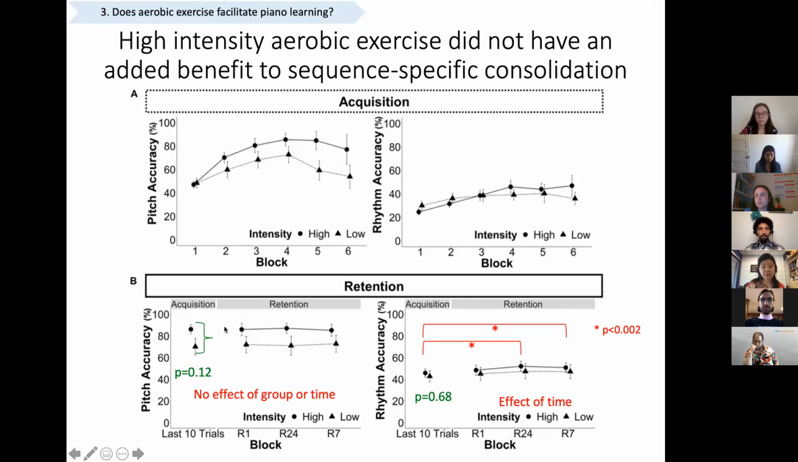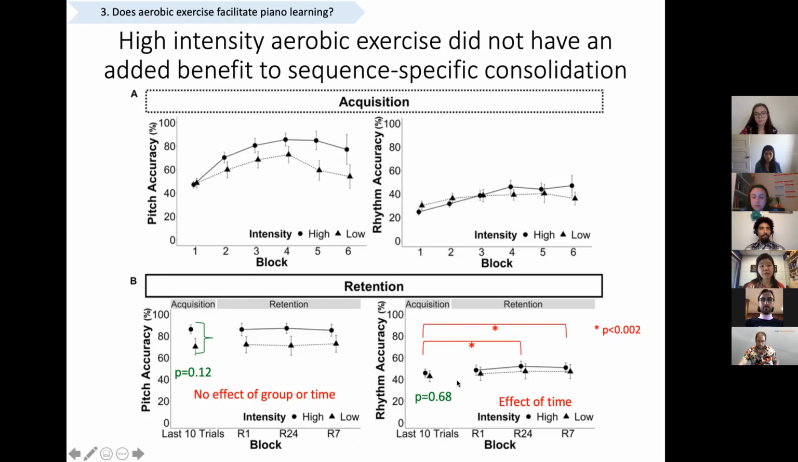What we did do statistically was to analyze the last 10 trials of acquisition. For the last 10 trials of each participant's performance, we compared the group that engaged in high intensity exercise versus low intensity exercise. At the end of practice, there was no difference for both pitch and rhythm measures. When we look at retention, they came back an hour later, 24 hours, and 7 days later. We didn't find an effect of group or time for the pitch measure. So people maintained their performance, so we can claim that they have learned that piano melody, but we didn't see the high or low intensity exercise groups differ significantly.